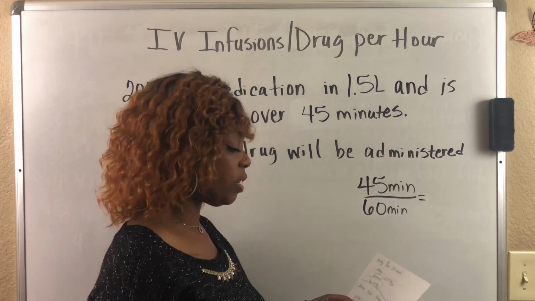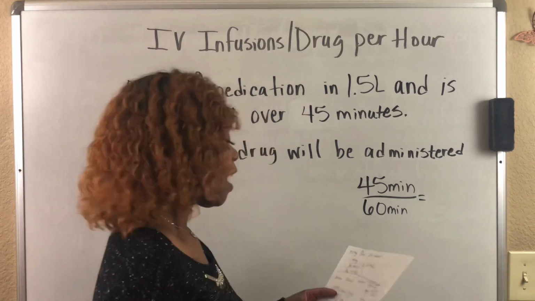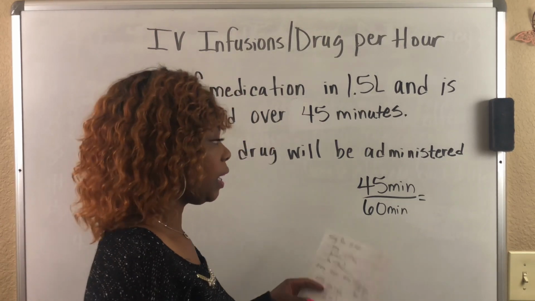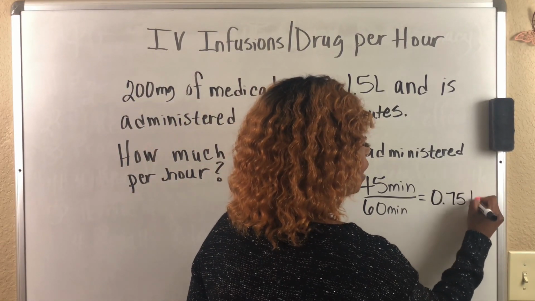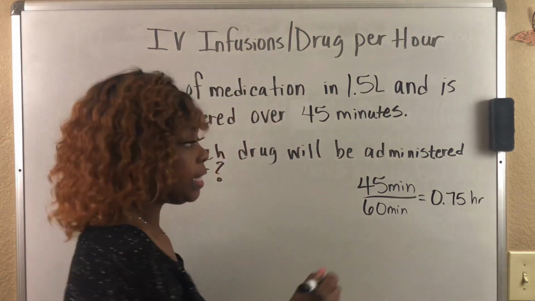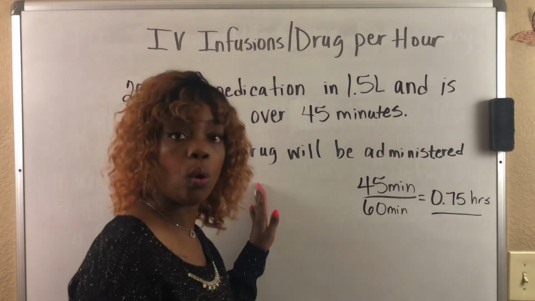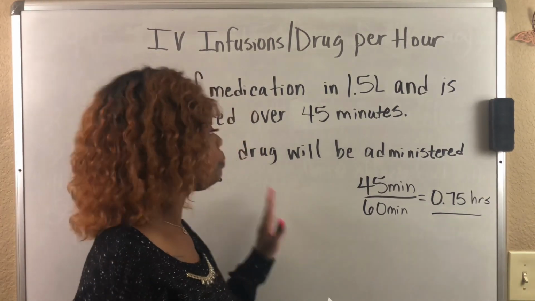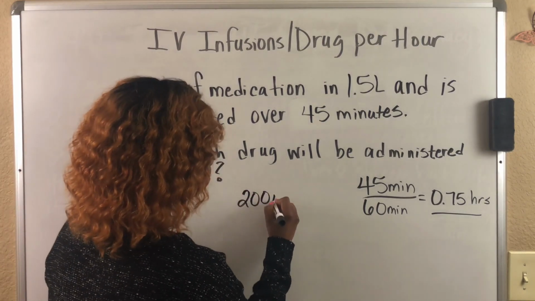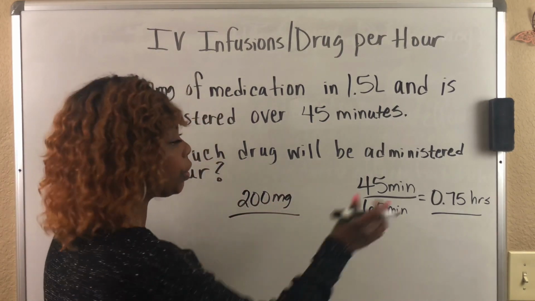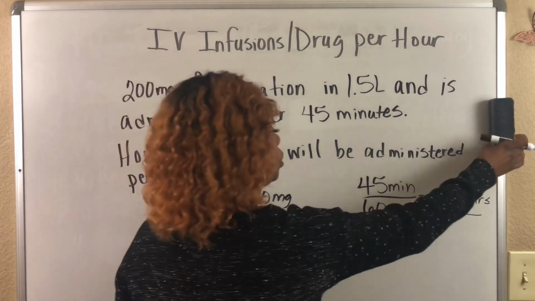So divide 45 divided by 60. I'll give you a moment to do that. Okay, you should have that. So now that's going to give us 0.75 hours. Okay, 0.75 hours. Now we have our hours, and now we can answer this problem. Okay. All right. So we need our drug, which is 200 milligrams. Now we have our hour, which is 0.75 hours. And we're just simply going to divide.